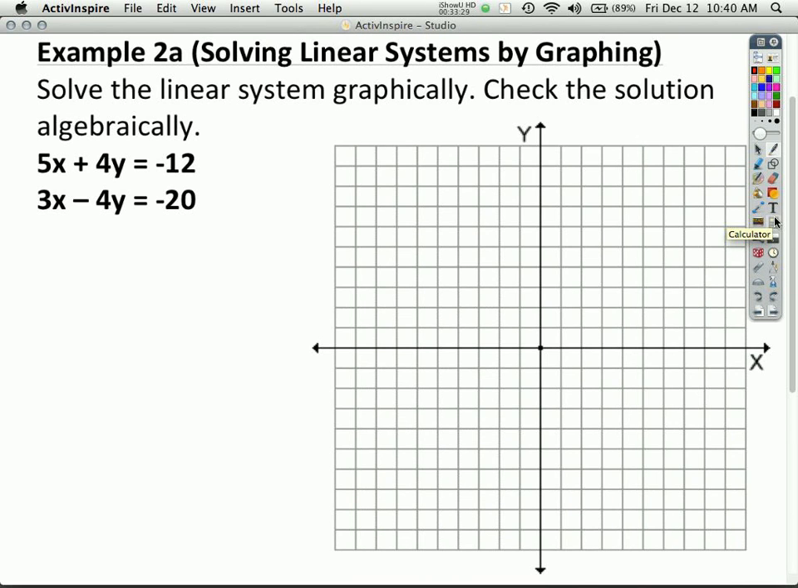So the system is 5x plus 4y equals negative 12 and 3x minus 4y equals negative 20. So, step 1 that you already wrote down. Step 1, graph both on the same grid. So we have both equations written down. Go ahead and make yourself a nice, decent-sized grid, about 10 squares in each direction. Don't be afraid to use your graph paper. You need to use large parts of the graph paper.